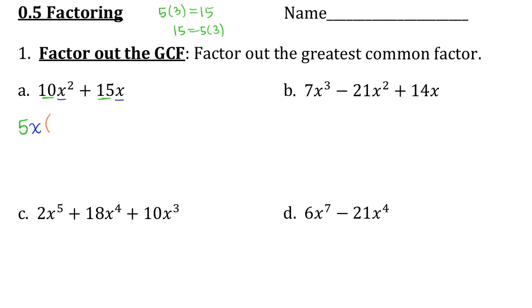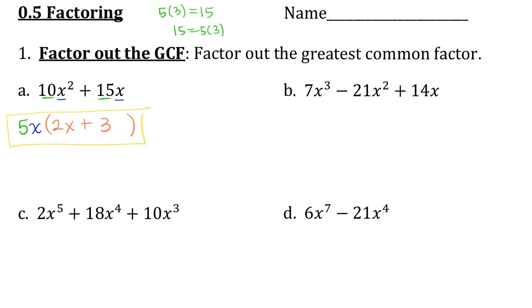Okay, I'm factoring it out, so I want to see what I multiply this by to get this. If I were to distribute, 5x times this has to give me this. So 5 times 2 gives me 10, I'll put the 2 there. And then x times something gives me x squared. Well, that must be x times x. Bring down the plus sign. To get 15x, 5x times 3 gives me 15x. So this is my answer. I factored out the greatest common factor.